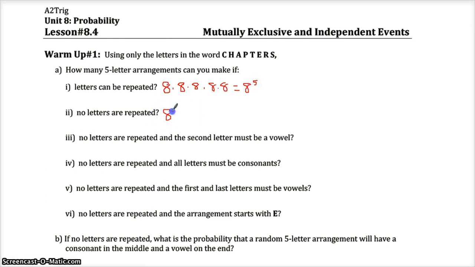If no letters can be repeated, then I got 8 choices for the first letter, but after I choose that, I get 1 less choice each time. So that's going to be far less.